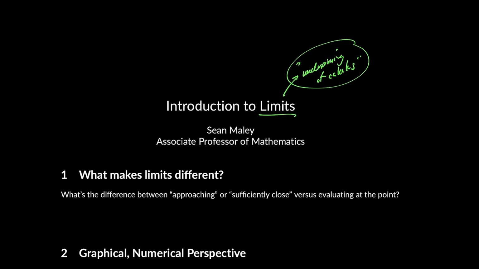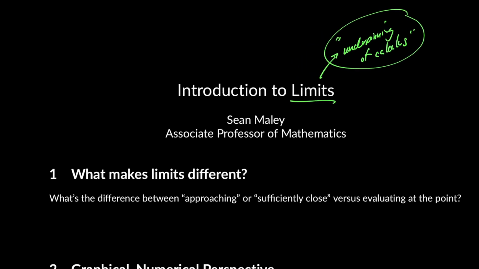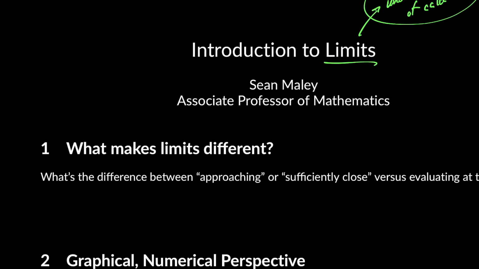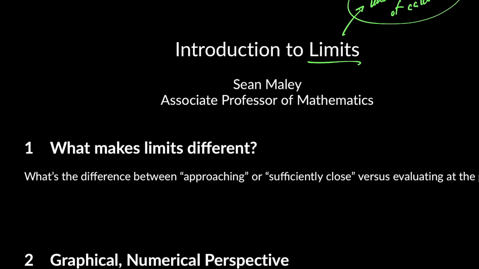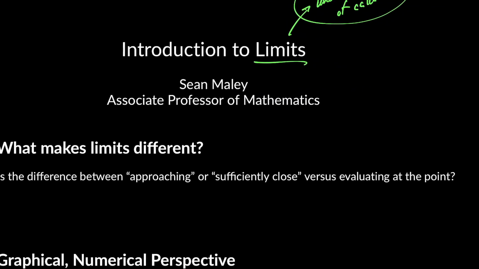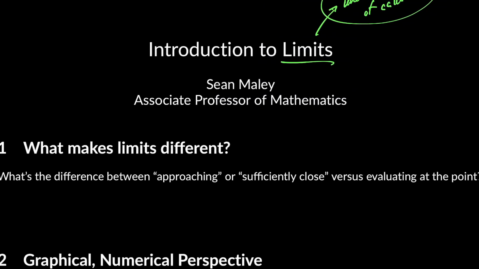But what they definitely are is the concept that allowed us to get over the paradox of the tangent velocity problem that we outlined last time. The thing that students and non-students alike get confused about with limits is what makes them different than just a function taking on a value. It is somewhat subtle, but I want to take some time to explain it as best I can. What makes a limit different is the difference between approaching or getting sufficiently close versus evaluating at a point.